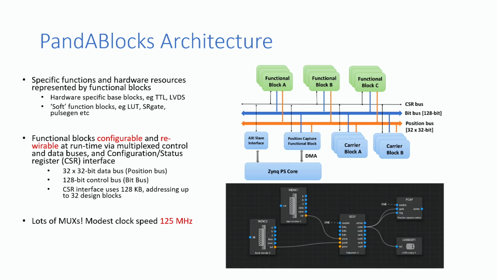So this is just an example of the framework. Here in the web GUI, we have two input encoder blocks, whose value, on this orange position bus, is going to a sequencer block. Then this sequencer block has a bit bus output that's going both to an LVDS output, in this case probably to trigger a detector, but at the same time also triggering the position capture, so we can capture these encoder values in tandem with triggering the detector.